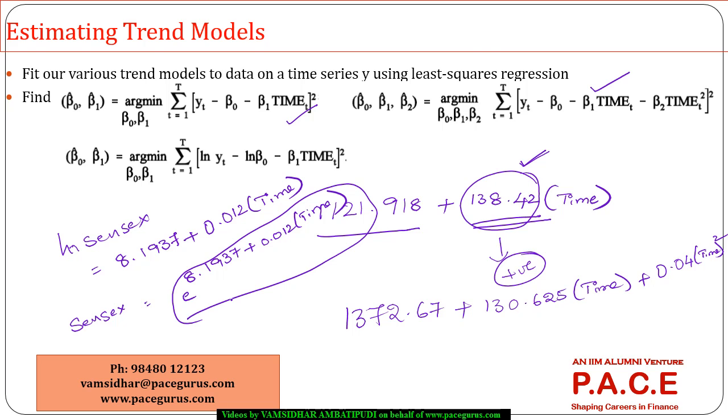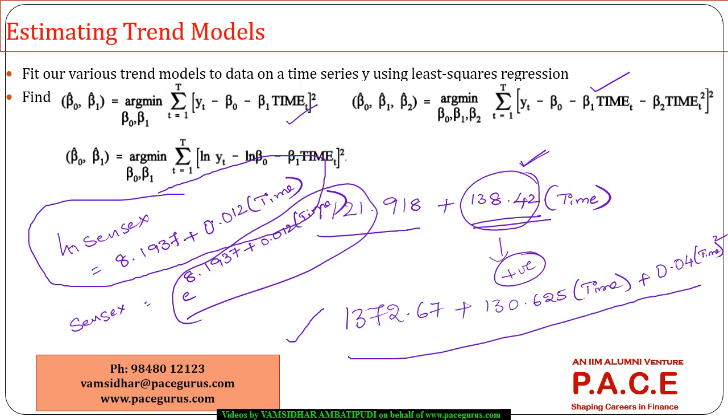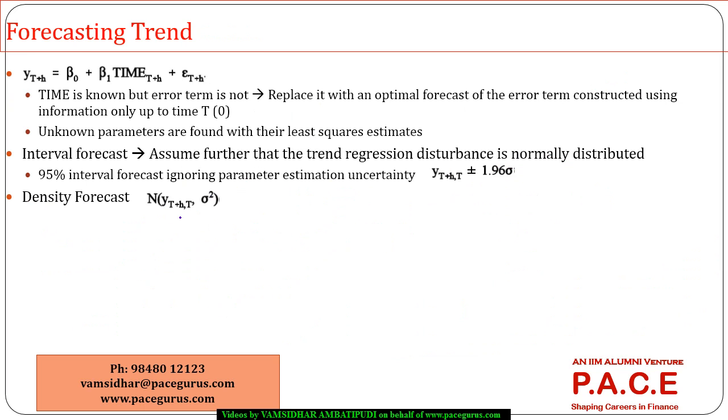The best possible linear trend model here is 1121 plus 138.42 times time. For the same data, the best possible quadratic trend model is this one. And for that same data, the best possible exponential trend model is working out to be this one. So these are the three trends we are estimating, and these are the numbers. But now I have a requirement of forecasting the trend.